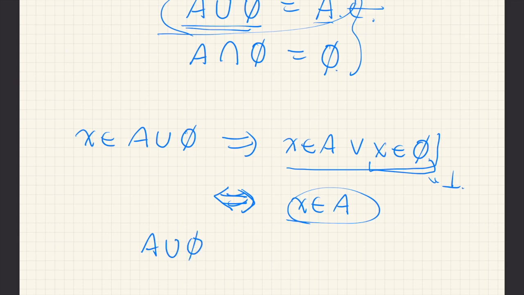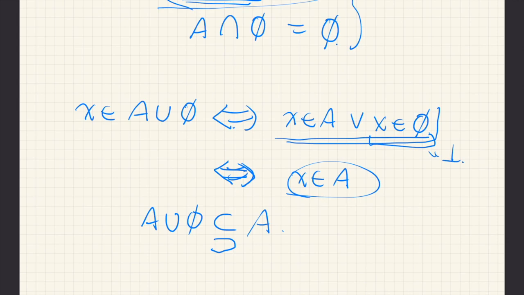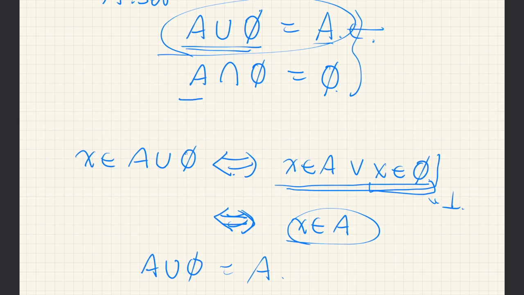So that means A ∪ ∅ is a subset of A. But this also means the converse, so actually the inclusion also holds for the opposite side. Therefore, these two sets are actually equal. And you can prove this equality similarly. You should try that.